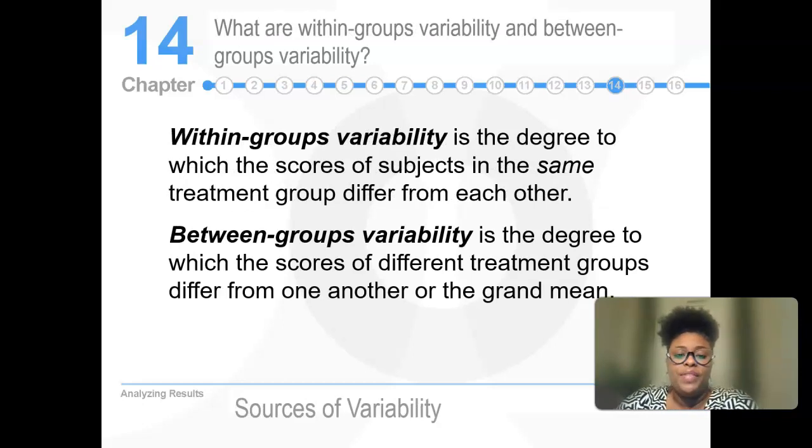If we're looking at within groups variability and between groups variability, within groups variability is the degree to which the scores of subjects in the same treatment group differ from each other. Whereas between groups variability is the degree to which the scores of different treatment groups differ from one another, or from the actual grand mean.